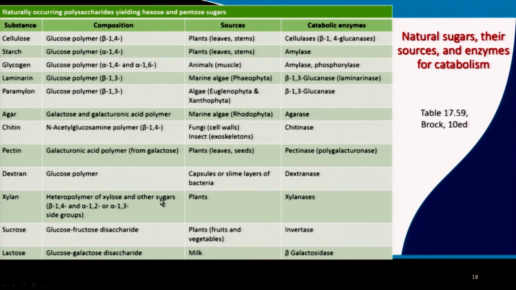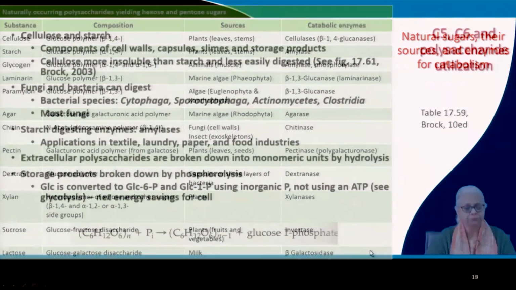Xylan, which is made of xylose and other sugars, comes from plants, and the enzymes that break it down are called xylanases. Sucrose is a very common sugar. It's a disaccharide. It's a glucose fructose disaccharide. It comes from plants, basically fruits and vegetables, and the enzyme that breaks it down is called invertase. So, lactose, which is another disaccharide, comes from milk. It's made of glucose and galactose, and the enzyme that breaks it down is called beta-galactosidase.